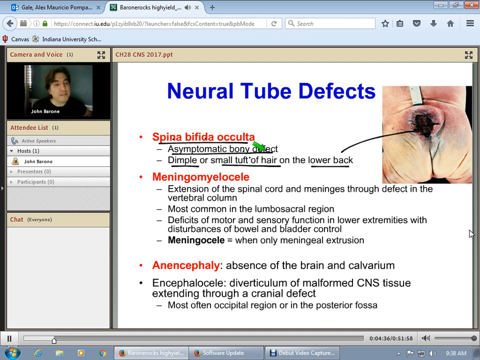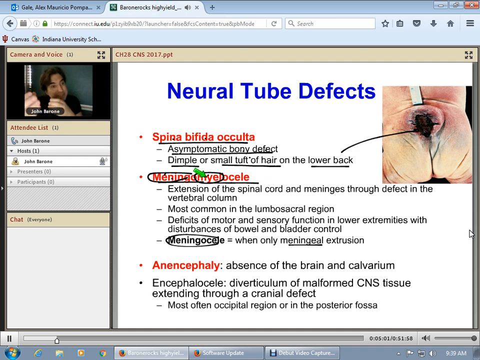It's open, but it's inside. Now, when things start hurting through that defect, that's when you're going to get symptoms, especially when you have a meningomyelocele. Okay, meningo is meninges. They come through. If they're the only thing that comes through, you go to meningocele, just meninges. But when the spinal cord comes through, that's myelocele.